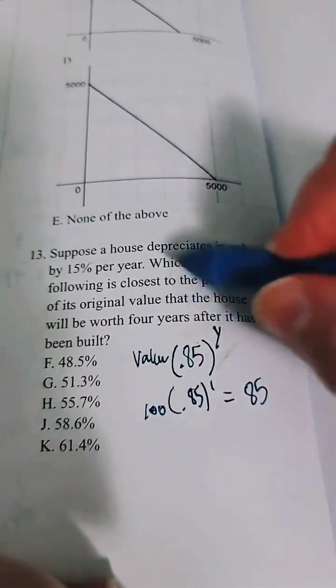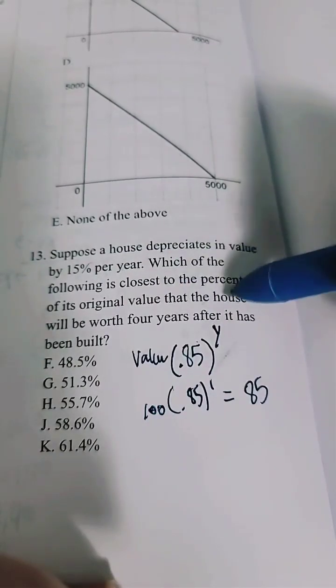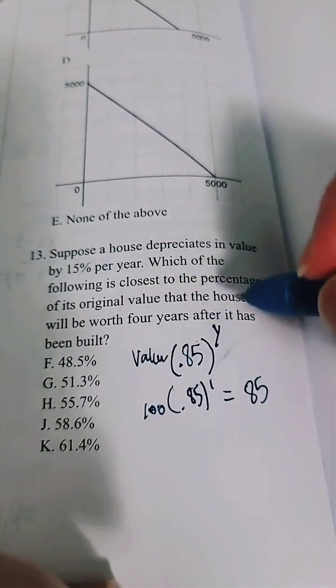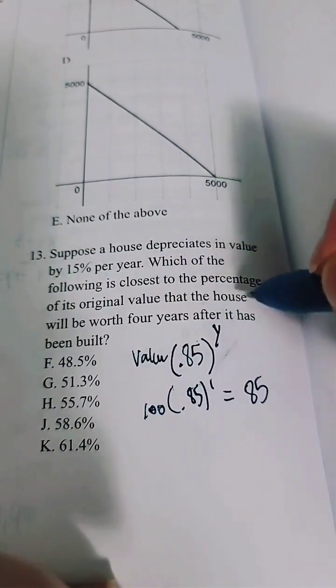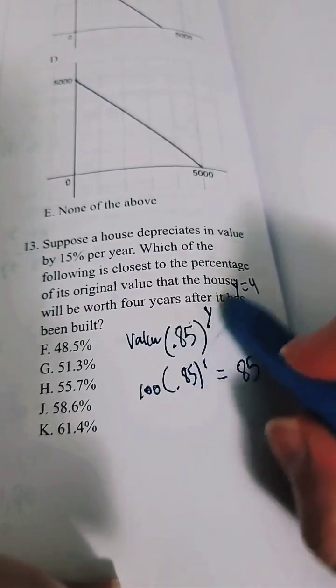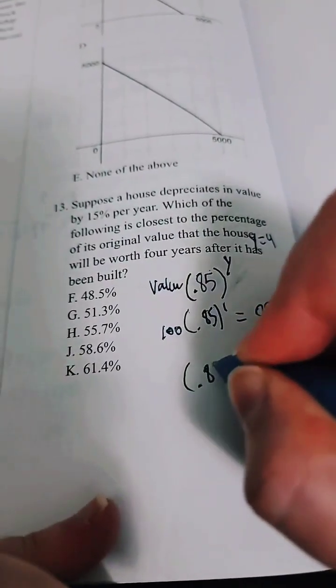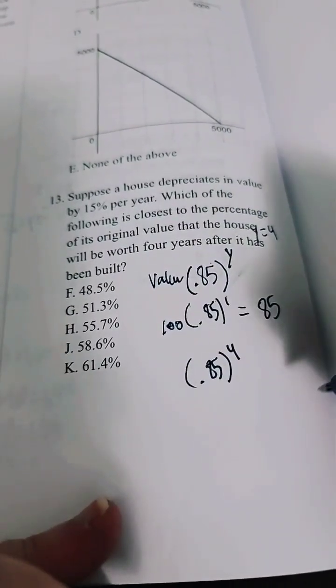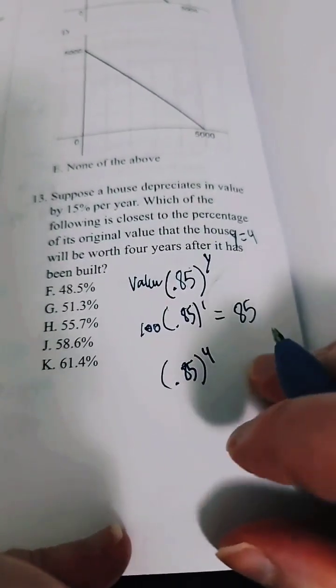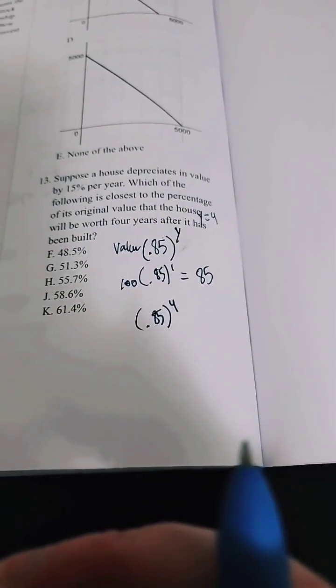So it's asking which is closest to the percentage of its original value that the house will be worth 4 years after it's been built. So they're saying y should be equal to 4. If you're doing it 4 different times, that would be 0.85 to the 4th power. So when you do that, you get 52 point something, which is closest to G.